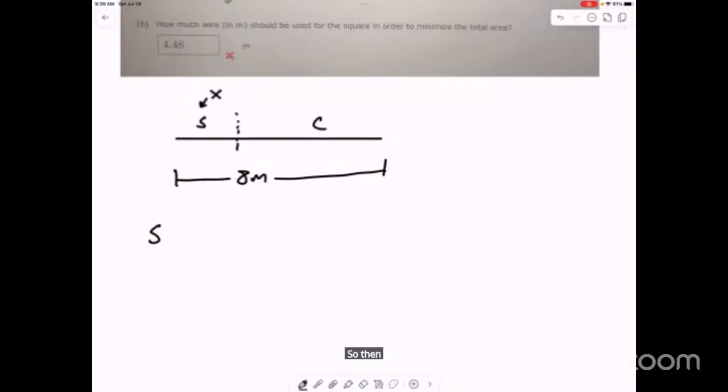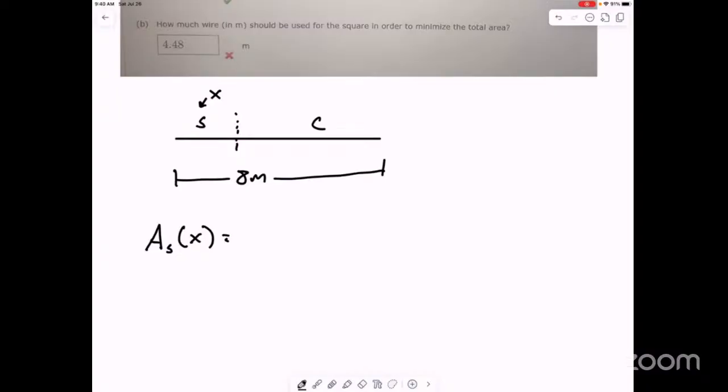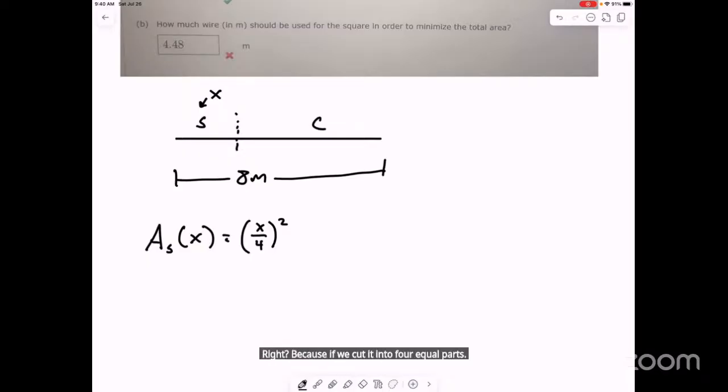So then an equation for the area of a square based on x is going to be what? If x is the amount left for the square, so what is that, x over 4 squared? All right, because we cut it into 4 equal parts, then length times width.